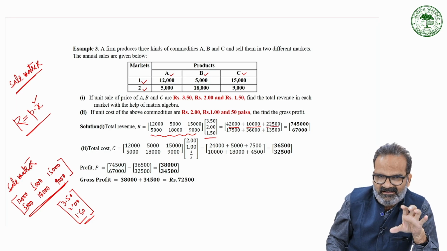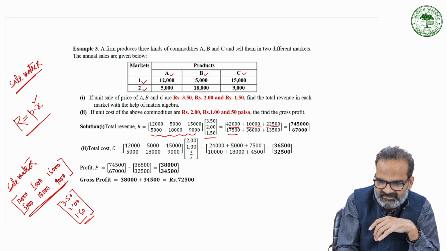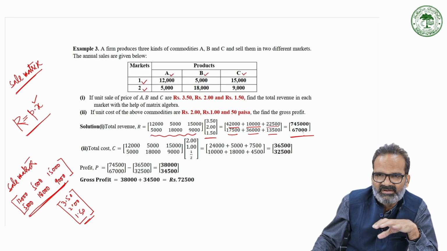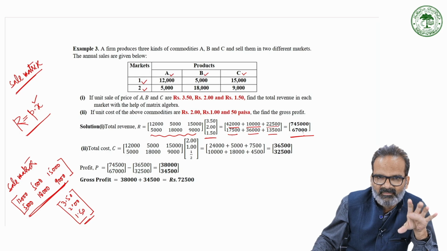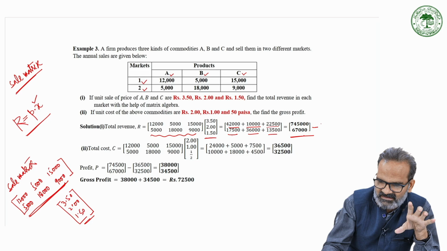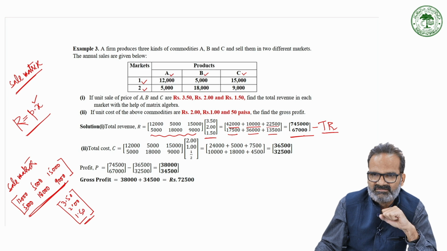Likewise, take the second row and multiply it with the price matrix, and you will get these entries. Now sum up all these things, and you will get 7,45,000 rupees as the revenue generated by market 1, and 67,000 rupees as the revenue generated by market 2, right? So this is the total revenue we have calculated, generated by the two markets 1 and 2.